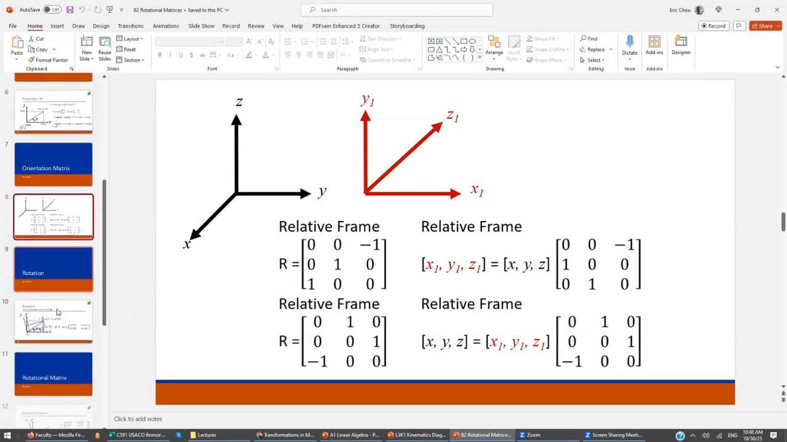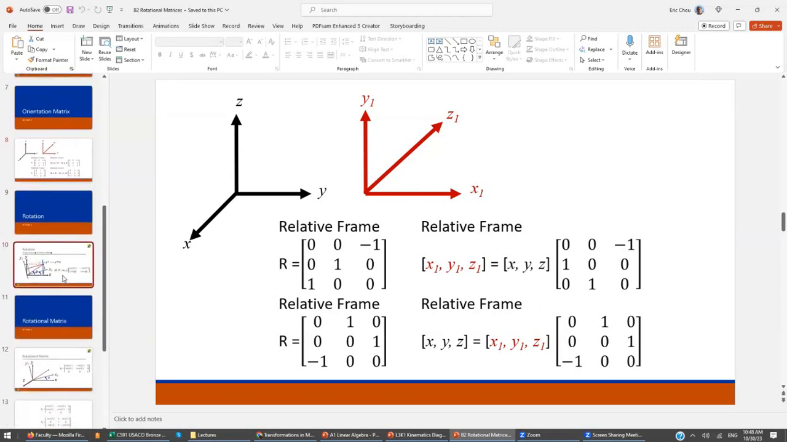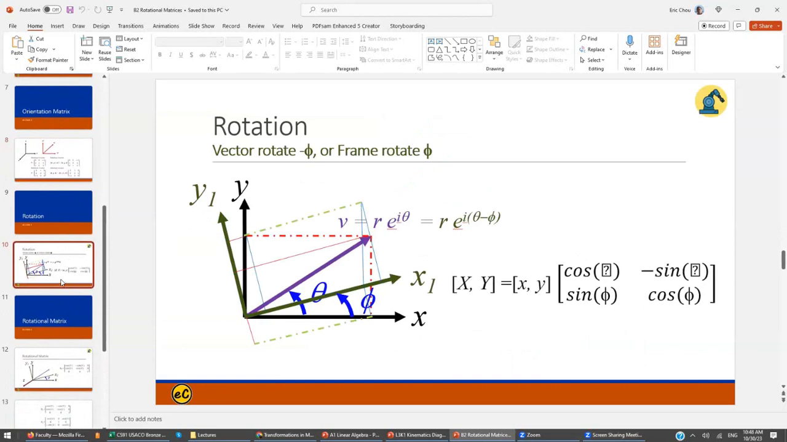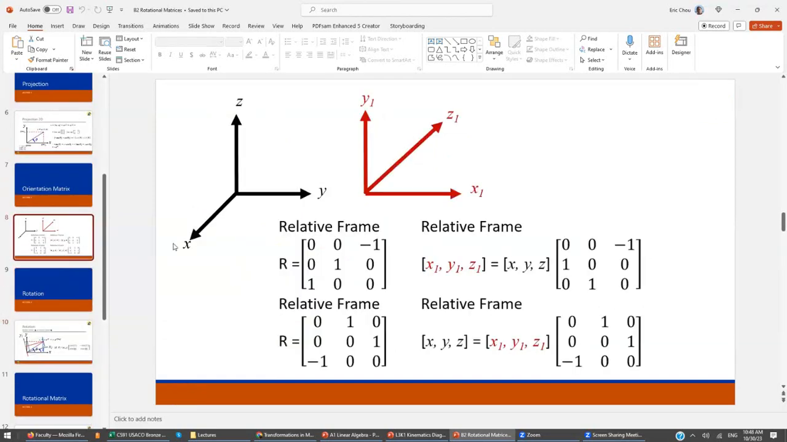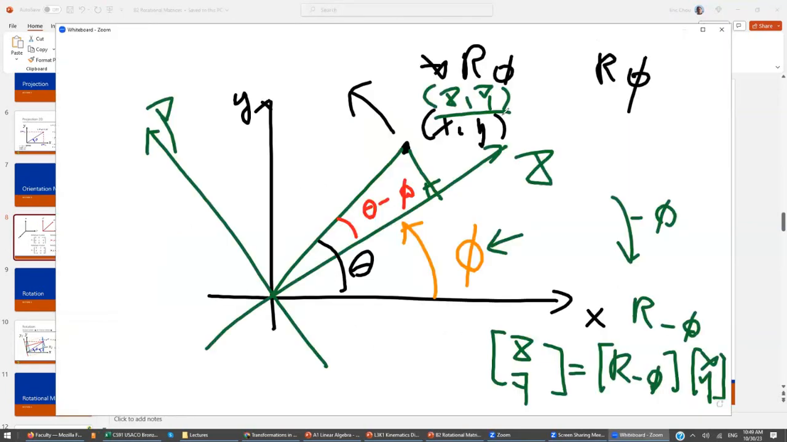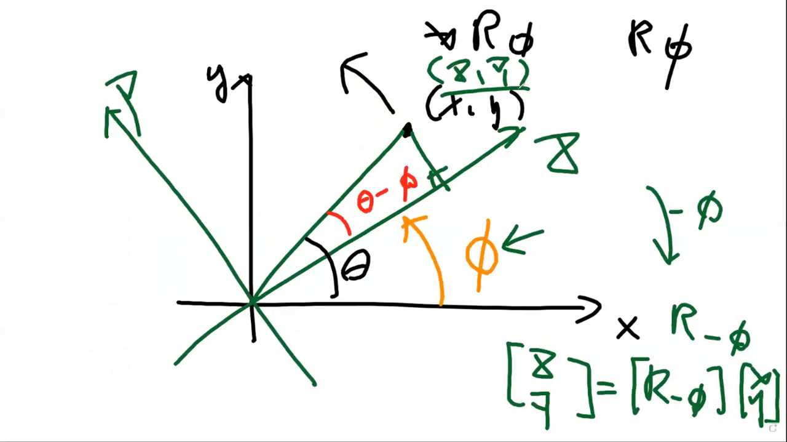Before we go to the 3-dimension, you have the rotation as well. Before the rotation, there's another one called the orientation matrix. Okay, orientation matrix. So what is the orientation matrix? The orientation matrix is like, okay, let me show you by hand. Let me stop sharing.